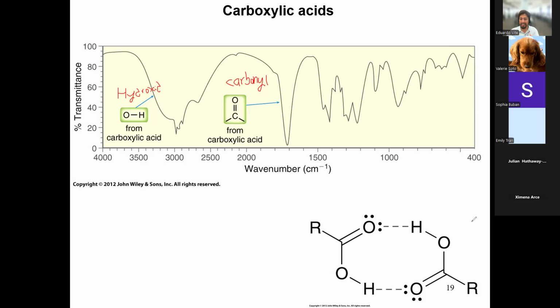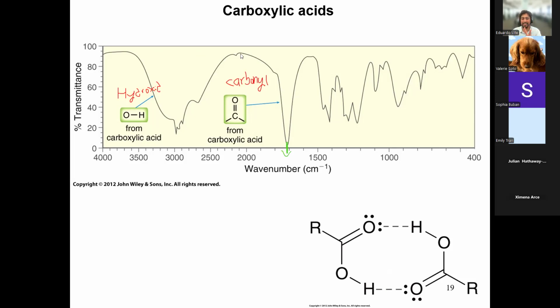And so a carboxylic acid contains both of these. So you're going to see both of the signals. The first signal you're going to see, we already talked about it, is going to be your carbonyl signal at 1700 right here. You see? So this is your carbonyl from your carboxylic acid.